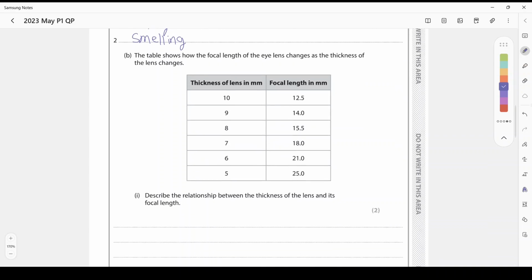All right, the next part. The table shows how the focal length of the eye lens changes as the thickness of the lens changes.